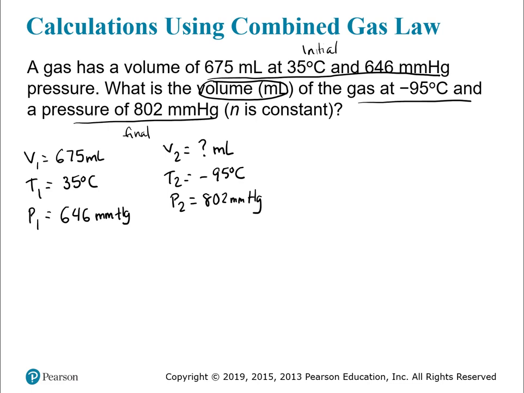So here we've got an increase in pressure and a decrease in temperature, so we can't really figure out which way it's going to go just by looking at it. But when you have pressure, temperature, and volume, and you're told that n is constant, that means you're going to use the combined gas law.